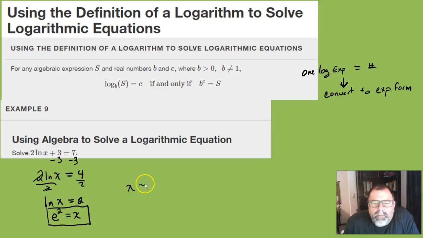So if I want to approximate it, I just do e to the second power and that's 7.389.